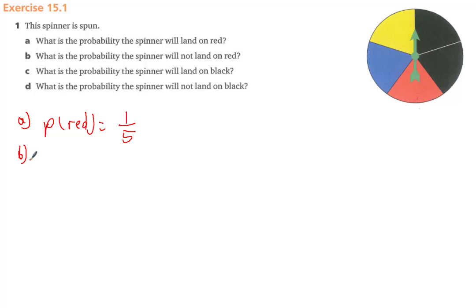Question B. What is the probability the spinner will not land on red? All right, probability of not red. The probability of not landing on red, we can actually count how many are not red, or we can use the formula 1 minus probability of being red. And this one is way better. 1 minus 1 over 5 is 4 over 5.